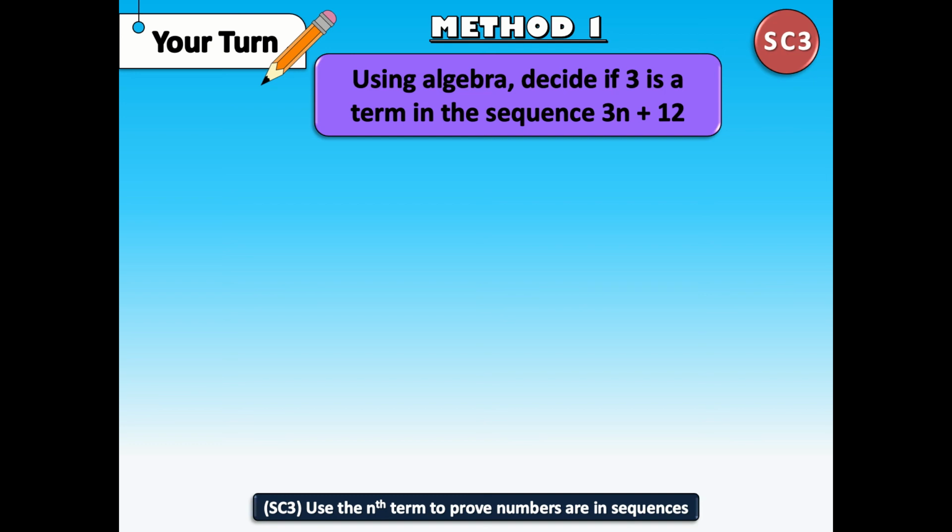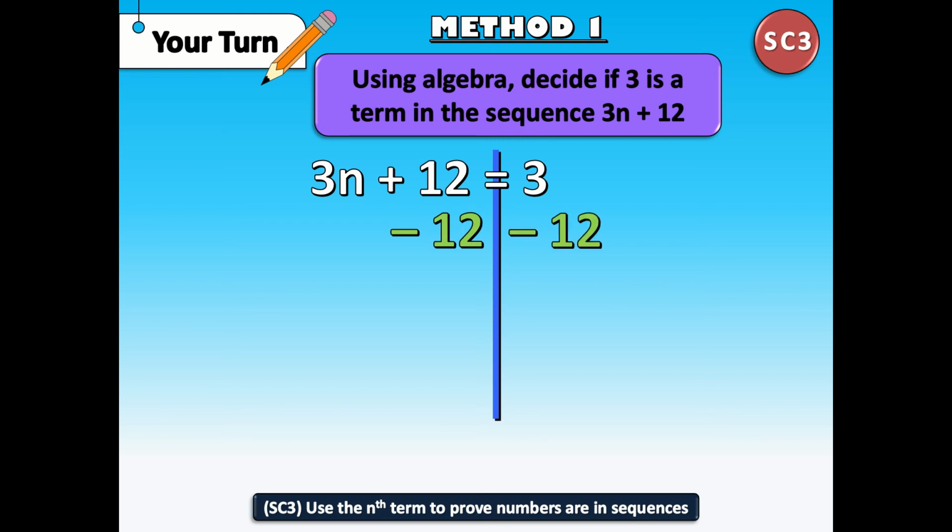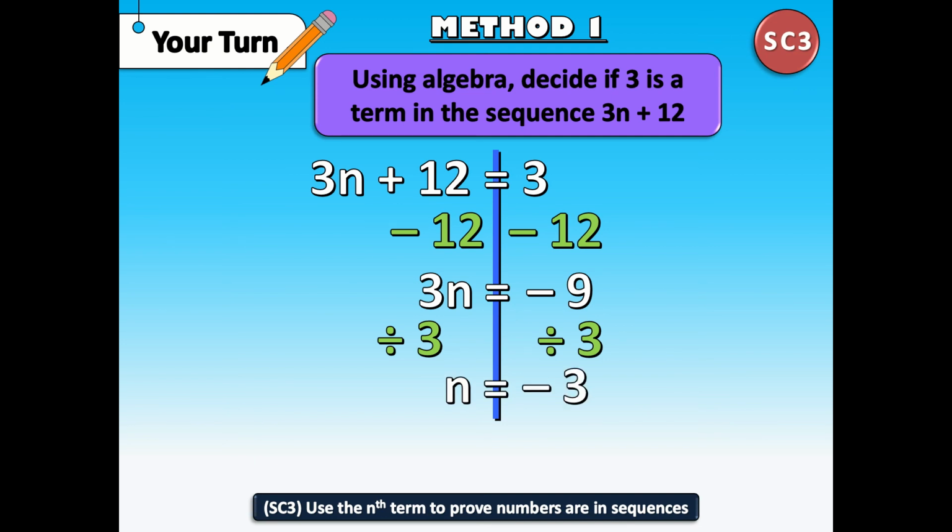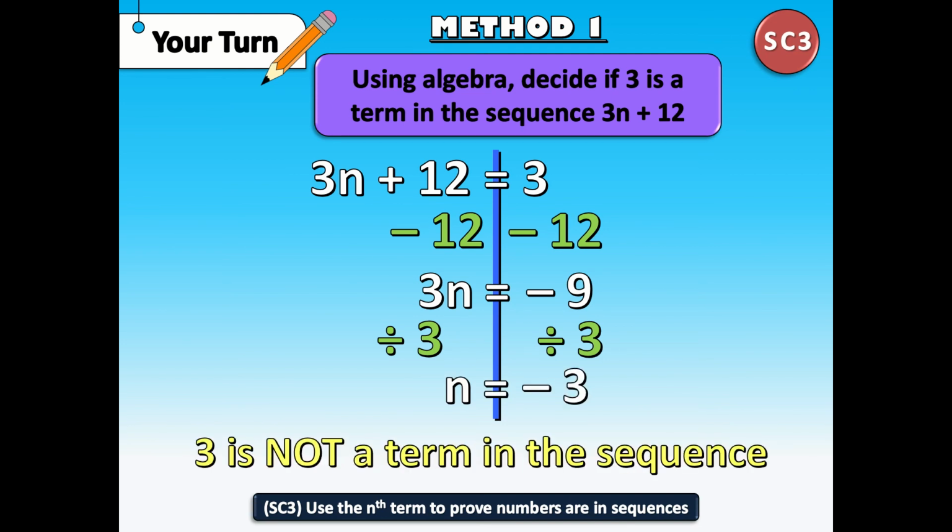So for this question, if we write it as an equation first, and then we solve it, so we take 12 off both sides, which means we have 3n equals minus 9. Then we divide both sides by 3, so n is minus 3. Now because n is a negative number, this means it cannot be in the sequence. N has to be a positive whole number.